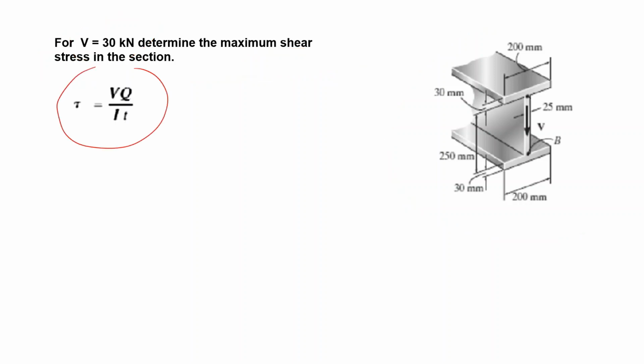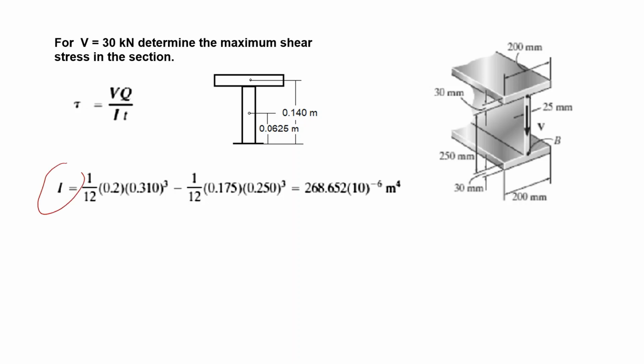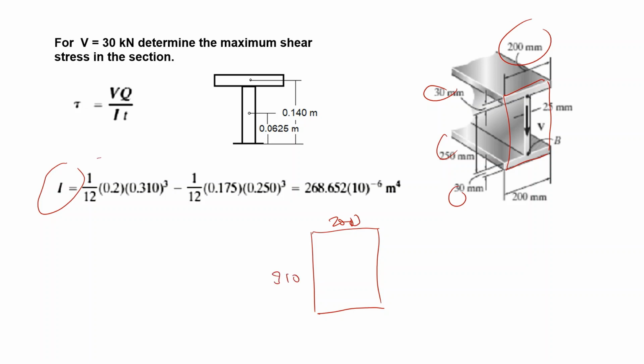This is my shear stress formula. I know that the maximum shear stress is on the neutral axis, and I have determined these Q, V, I, and T values. Let's start with the moment of inertia. For the calculation, first the big rectangle, the full rectangle with the dimensions 200 and 310, is selected, and the moment of inertia for this rectangle is calculated.